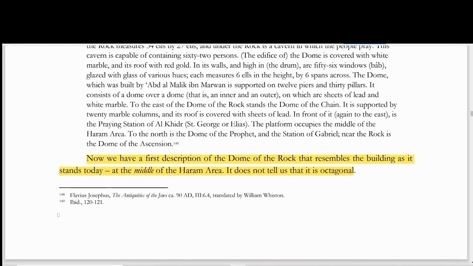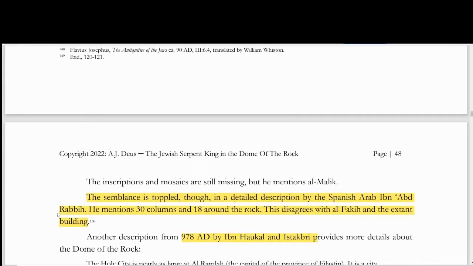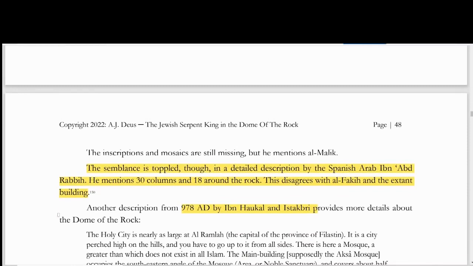Now we have a first description of the Dome of the Rock that resembles the building as it stands today in the middle of the Haram area. And again, just to emphasize, this is the 10th century. This is how long we've had to wait to get there. It does not tell us that it is octagonal. The inscriptions and mosaics are still missing, but he mentions Al-Malik. Do you see the problem?